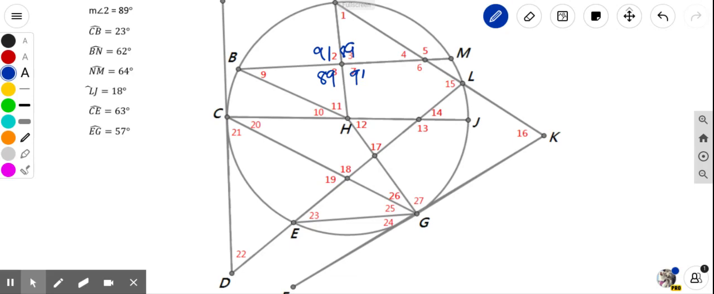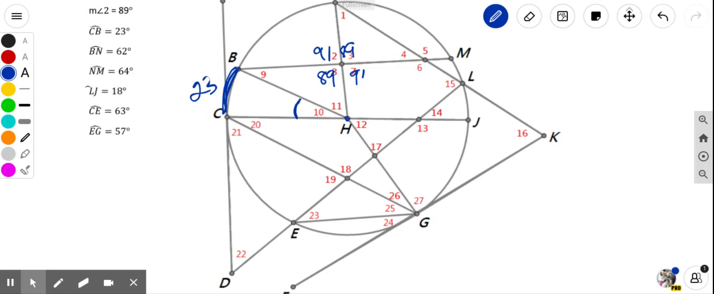Arc CB is 23. So a couple things. Remember that when you have an arc, a central angle measure is the same as the arc. So this central angle will be the same as arc BC. Remember that inscribed angles are the ones that are half. So CB doesn't have an inscribed angle. Remember, an inscribed angle is when the vertex is on the circle. But if one comes up, I'll show you a reminder of what an inscribed angle is.